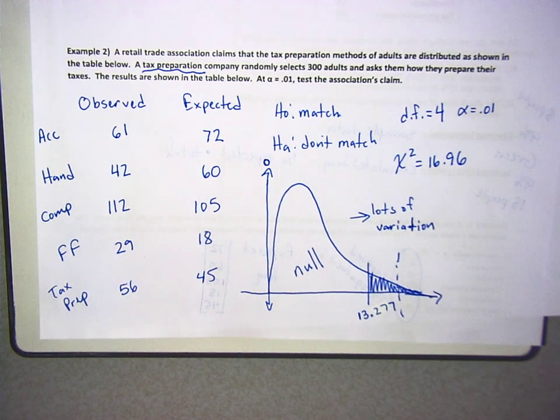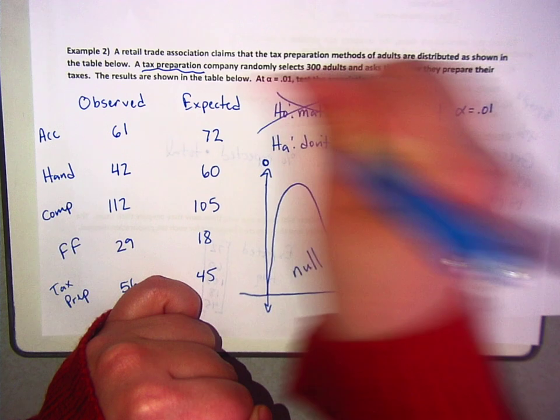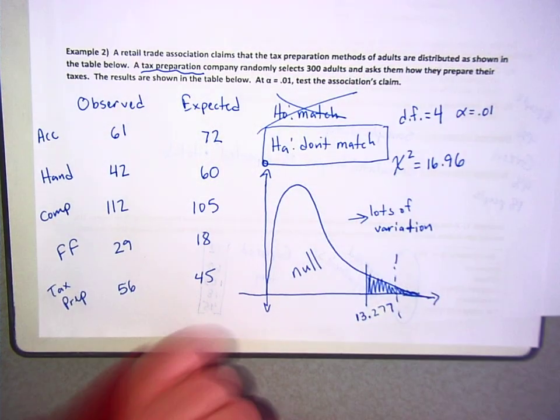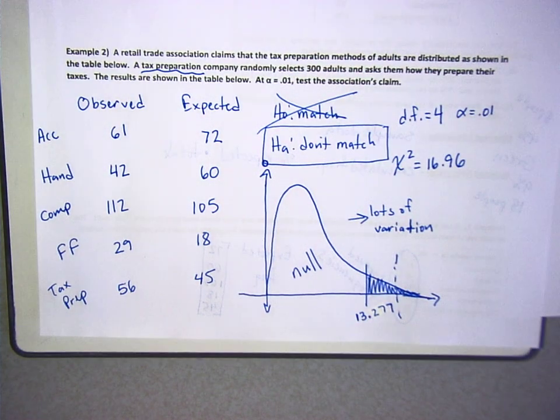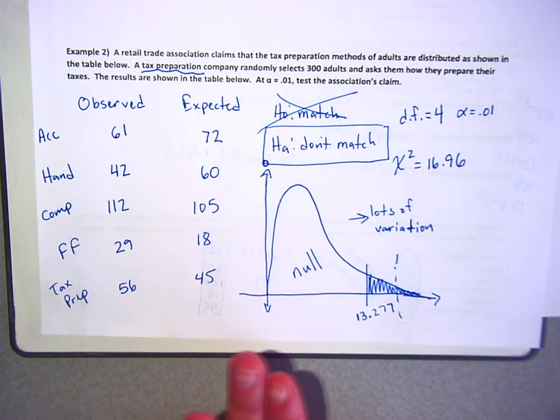Which means what? Reject the null and accept the alternative. I'm accepting the alternative, and the alternative is that these do not match each other. So basically I'm saying, look, it's not close enough, it's not good enough. They're too apart. If I was going to write a sentence on this, I would say, there's enough evidence at the 1% significance level to reject that the observed frequencies match the expected frequencies of tax preparation.